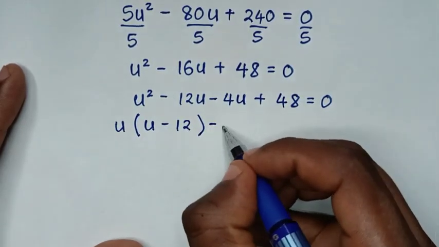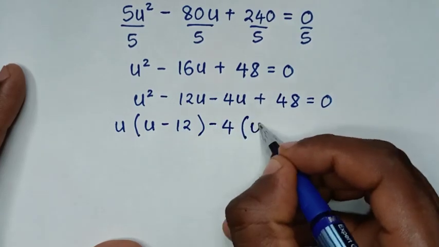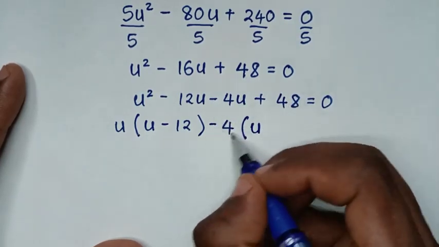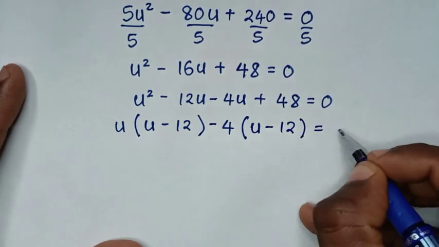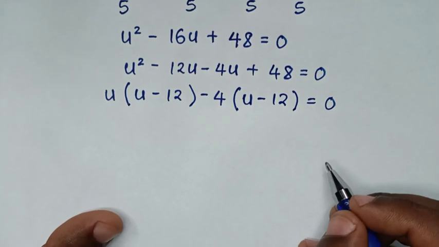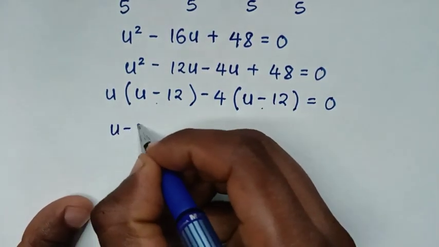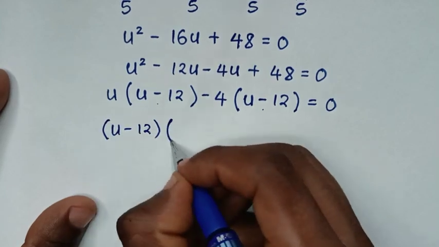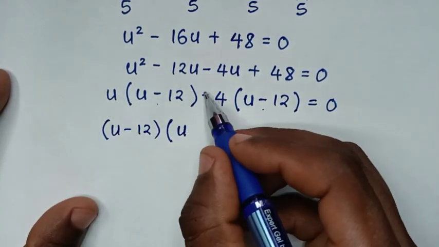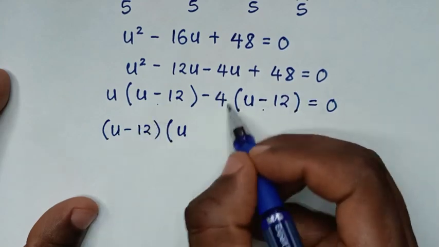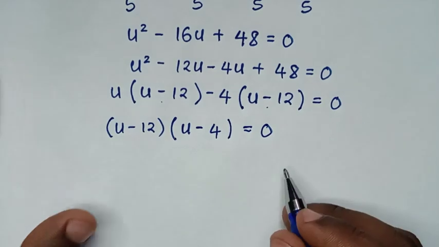Then into here we'll take negative 4 out of bracket. Negative 4u divided by negative 4 is u. 48 divided by negative 4 will be negative 12 bracket is equal to 0. Then from here u minus 12 is common, so we take u minus 12 bracket out of bracket. This divided by this is u. This divided by this is negative 4 bracket is equal to 0.